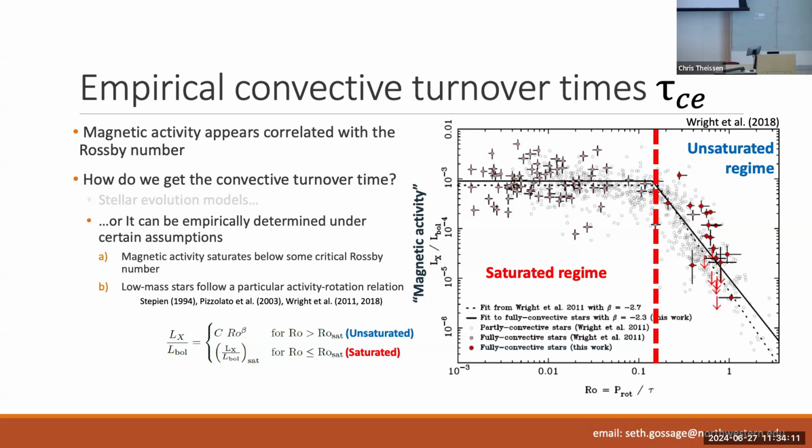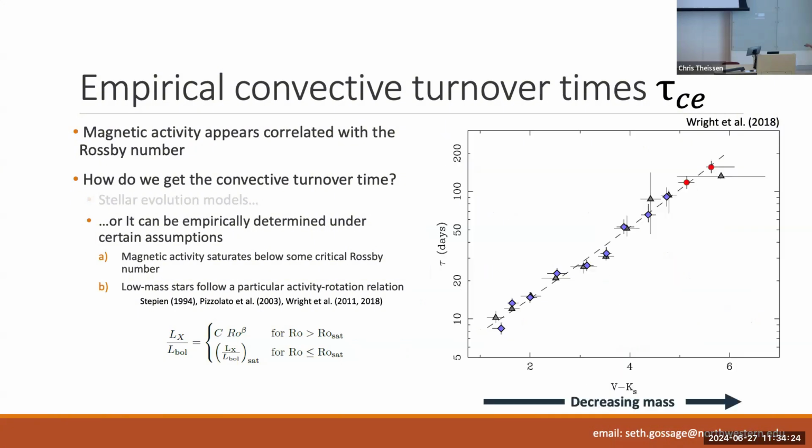There are some free parameters here that we can then fit to this data using, for example, a Bayesian analysis, and then connect the Rossby numbers back to our rotation period data that we measured for these stars and pull out empirical convective turnover times as a function of mass, or color in this case, as plotted from Wright et al. 2018, the relation of empirical turnover time versus color. So you can see that the turnover time tends to increase with decreasing mass.